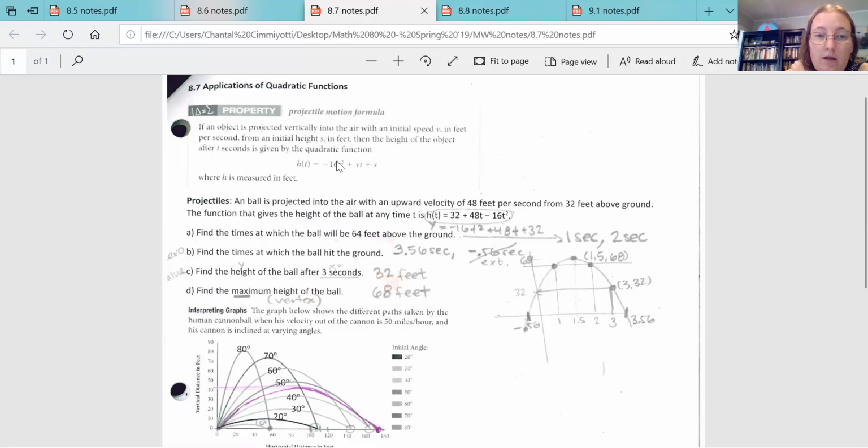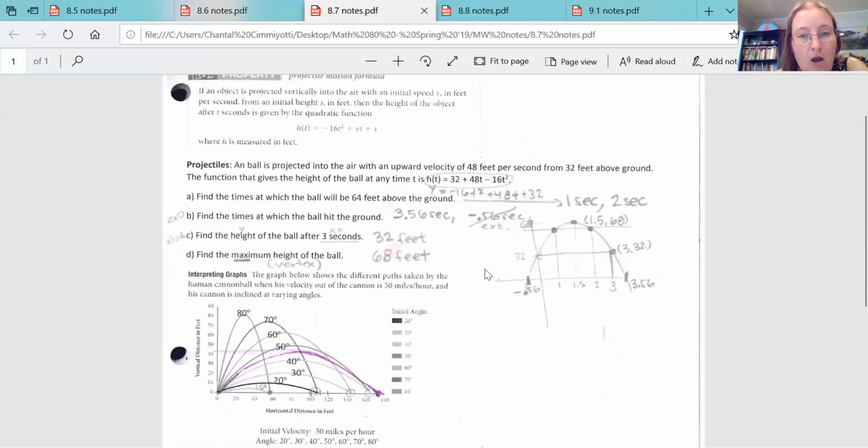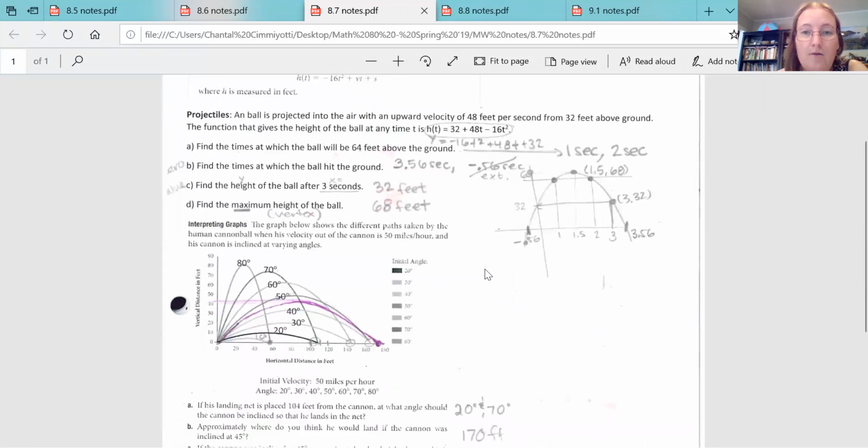So here is the height in terms of time. It's -16 t squared plus your velocity times your time plus s, which is the initial height. And so this gets used a lot in physics. And this is done in feet per second. That's where the -16 comes from. It has to do with gravity and feet per second squared. And so here's an example of a projectile.